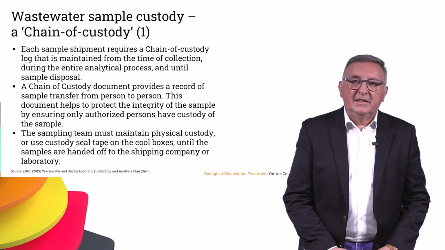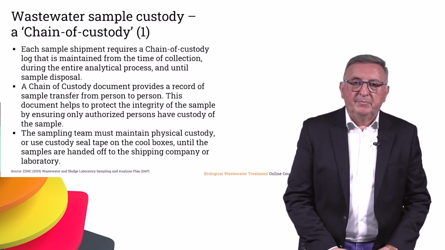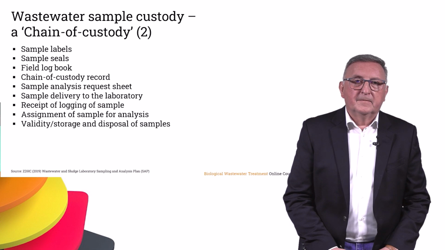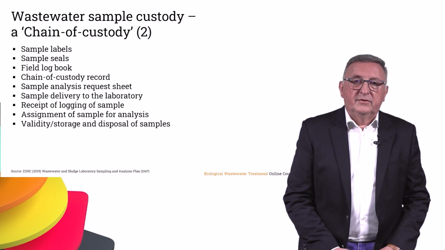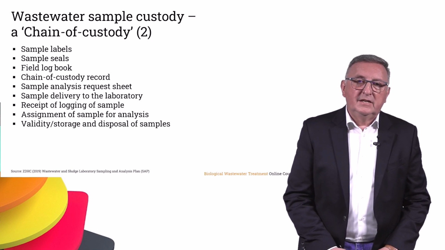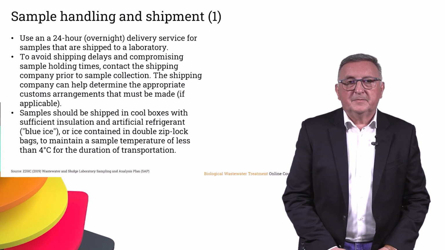The sampling team must maintain physical custody or use custody seal tape on the cool boxes until the samples are handed off to the shipping company or laboratory. You need to have in this process sample labels, sample seals, field logbook, chain of custody record, sample analysis request sheet, sample delivery to the laboratory, receipt of logging of sample, assignment of sample for analysis, and validity, storage, and disposal of samples.